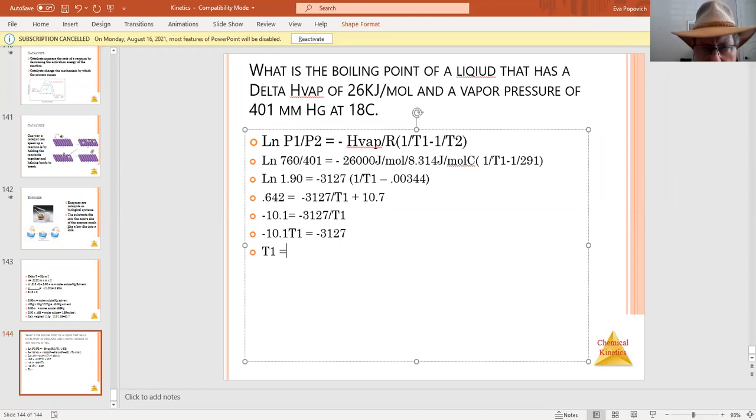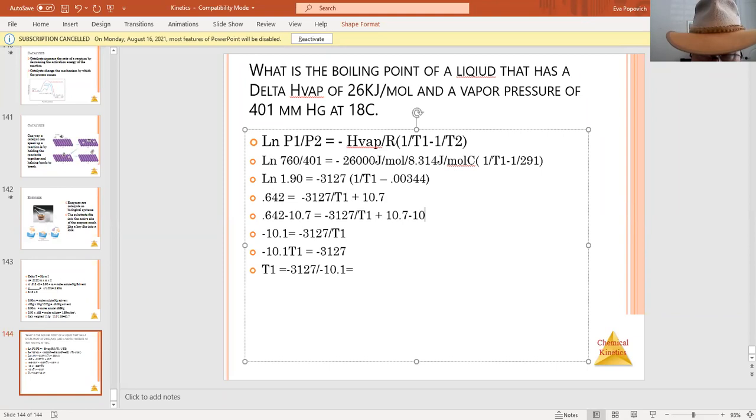T1 is equal to negative 3127 divided by a negative 10.1. Professor, how did you get to 10.1? I subtracted 10.7 from both sides. Okay, Natalie, got it? Again, look at the way I've caught myself a couple times dealing with the negatives and the positives. That's another fallacy of this question.